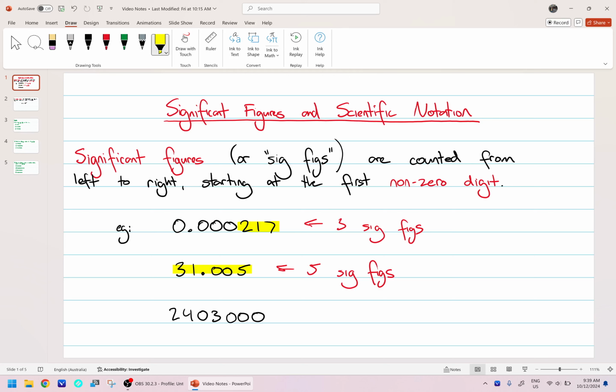Lastly, looking at this one, the first non-zero is 2, and we go to the last non-zero, which is 3. So in this case, we have 4 sig figs. That doesn't mean that we just get rid of the zeros again, because this number is saying 2,403,000. We can't just chop off the zeros because that would be just 2,403, which is much different to 2,403,000.